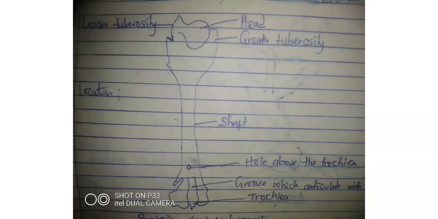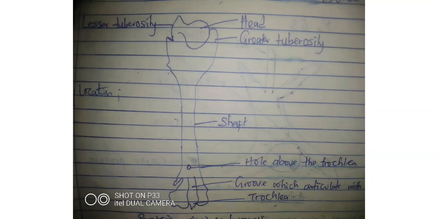Specimen H is the humerus bone of a rabbit. Looking at the diagram, we can see some labeled parts like the lesser tuberosity, the head, the greater tuberosity, the shaft, the hole above the trochlea, the groove which articulates with trochlea. Now, what are the functions of these parts?